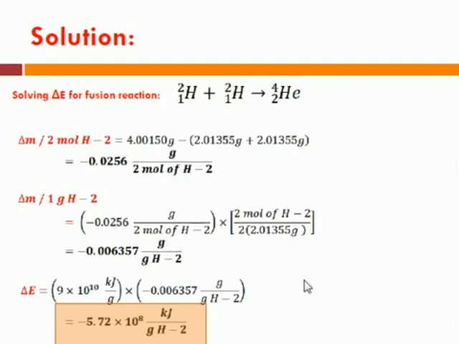So for delta E, that is equal to 9 times 10 raised to 10 kilojoule per gram multiplied by delta M. Substitute the delta M for 1 gram of H2, negative 0.006357 grams per 1 gram of H2. So cancel the gram here. So the answer is negative 5.72 times 10 raised to 8 kilojoule per 1 gram of H2, or hydrogen-2.